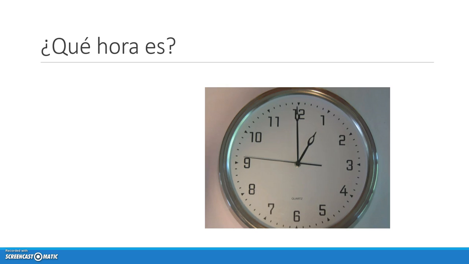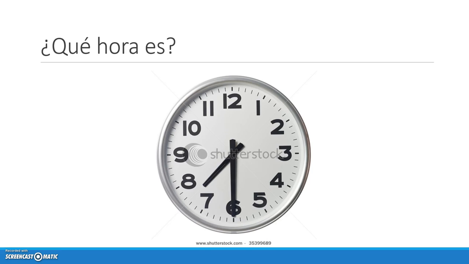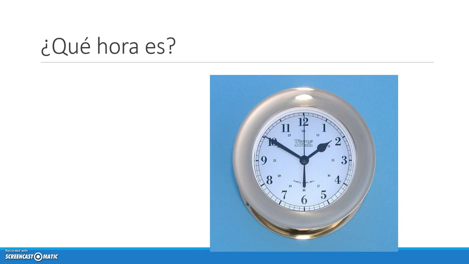¿Qué hora es? Es la 1. ¿Qué hora es? Son las 4. ¿Qué hora es? Son las 7 y 30. If you put son las 7 y 30, it's not incorrect, but remember media means half, in this case half an hour. Son las 7 y media.